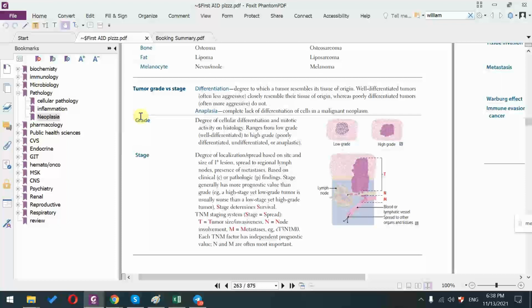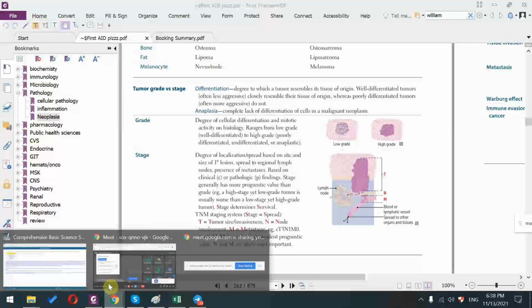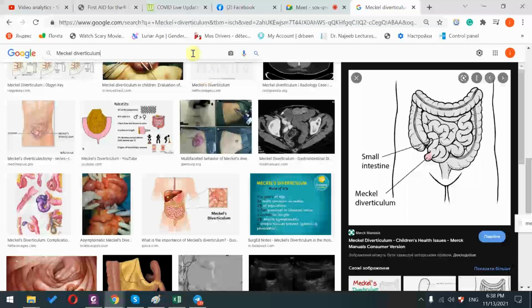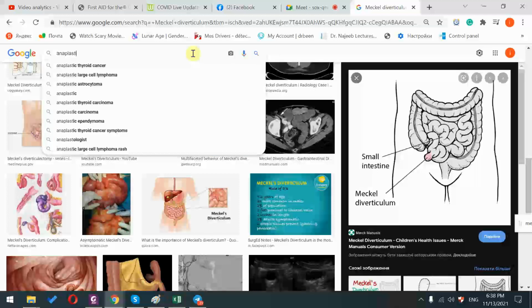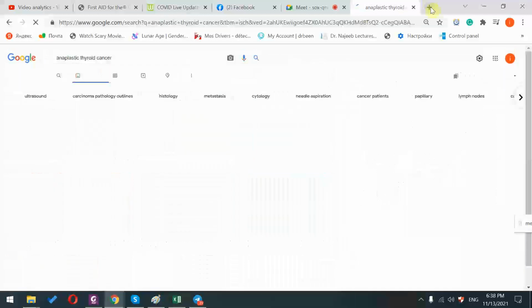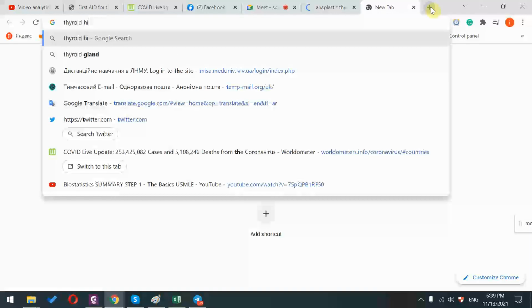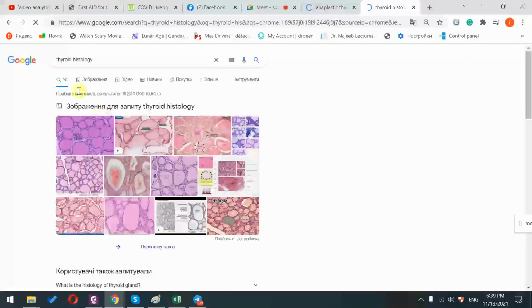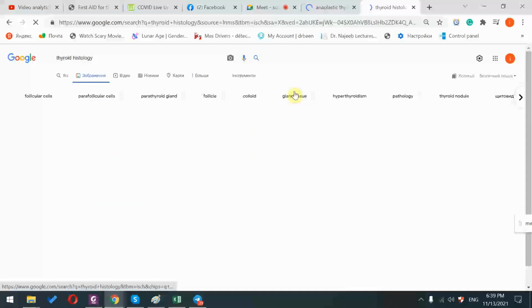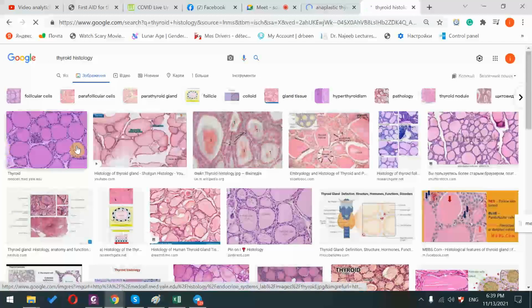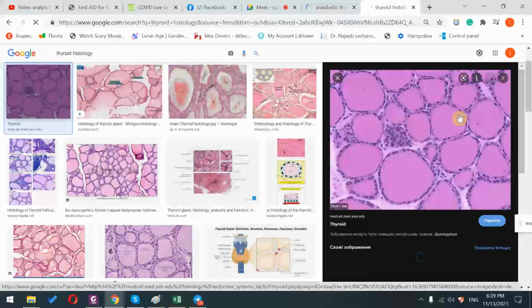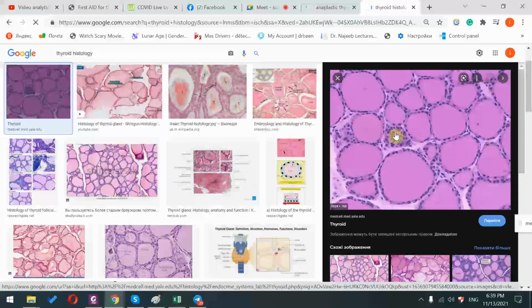The next word is anaplasia. And the anaplasia, we will speak about it in thyroid especially, and endocrinology. It's complete lack of differentiation. When you take a look at an anaplastic tumor of the thyroid, I'll just show it to you. Anaplastic thyroid cancer and thyroid histology. I will show you a normal thyroid histology. This is a normal thyroid histology. You can see and appreciate the colloids here. You can see the cells here. So yeah, you can see a thyroid tissue.